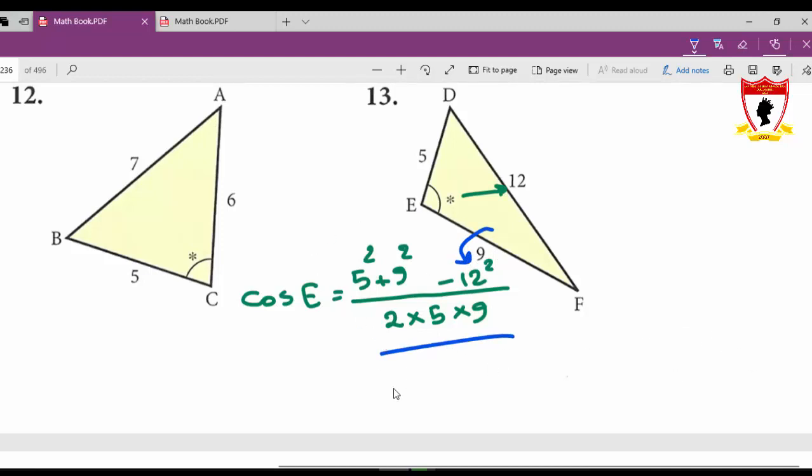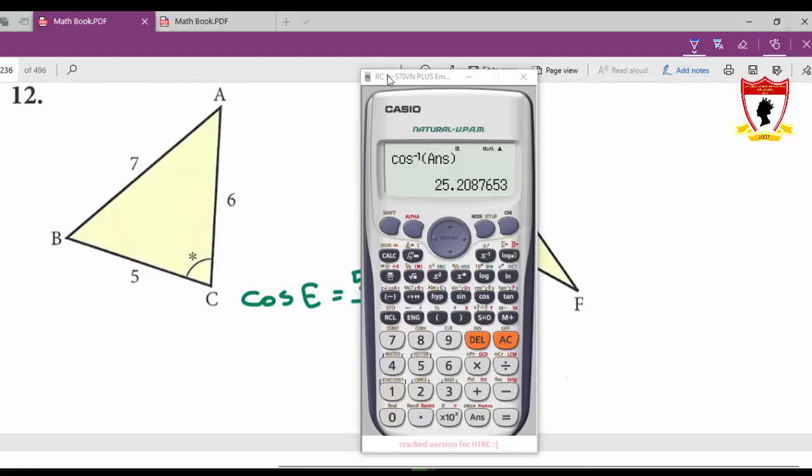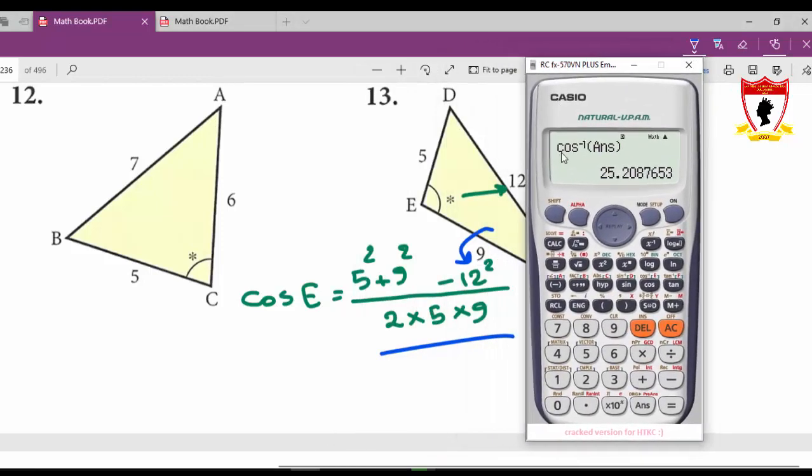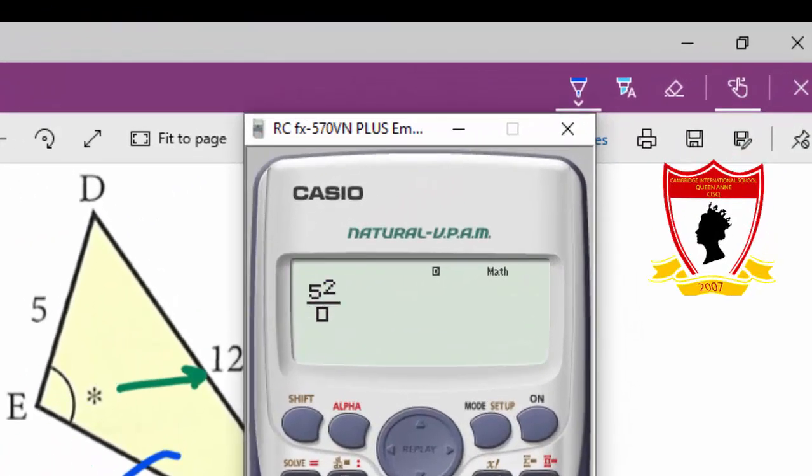Now let's write this in the calculator and get the result of cosine E. Then by cosine inverse we can get angle E. It is 5 squared plus 9 squared minus 12 squared, right? Over 2 times 5 times 9. So this is equal to 0.42, and the 2 is repeating, but we don't need this number, we need the cosine inverse of this number.